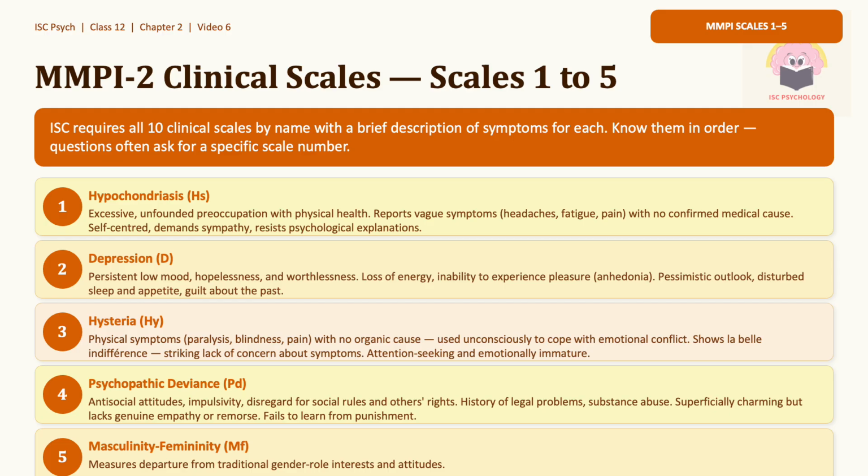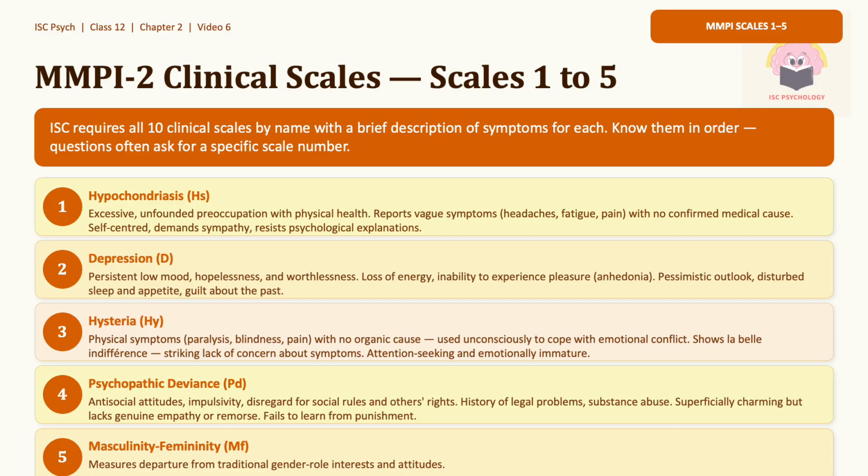Scale 1, Hypochondriasis, or HS. Hypochondriasis refers to an excessive preoccupation with one's physical health and bodily functions, in the absence of any confirmed medical condition to explain the symptoms.